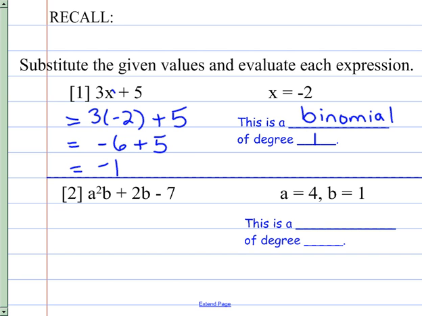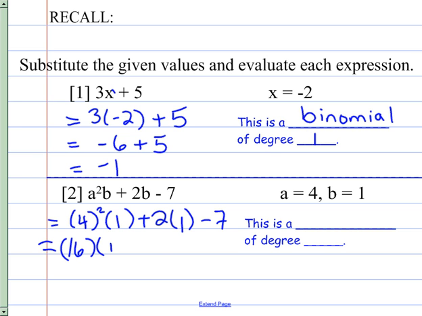Okay, so as I said before, we already know how to substitute. We replace things. You can use brackets for multiplication. I'll fill those in a second. A is equal to 4, so I put a 4 there, and B is equal to 1. And then we evaluate using BEDMAS. 4 squared is 16. 16 times 1 plus 2 minus 7. 16 plus 2 minus 7. 18 minus 7. And that equals 11.